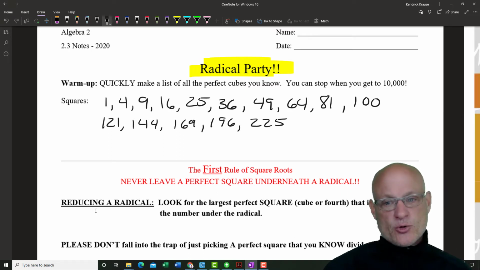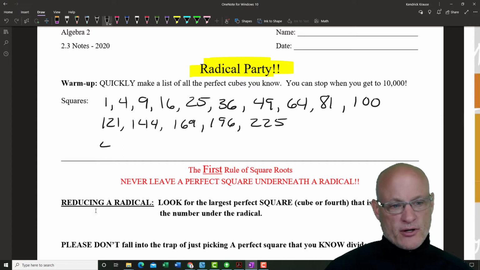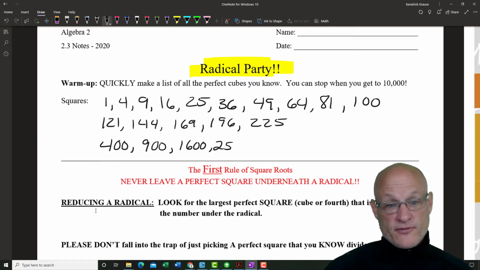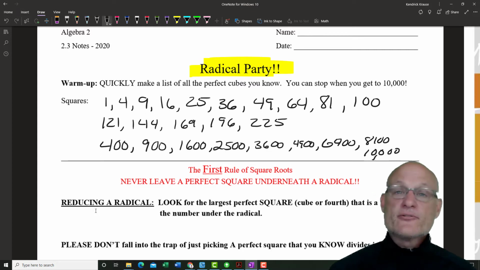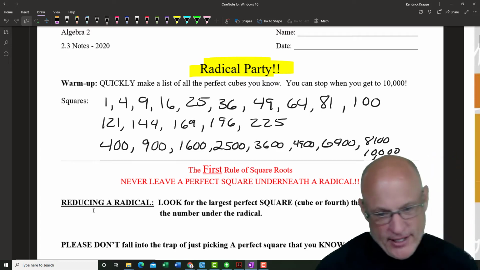And then the other ones that are kind of cool, if you do 20 squared, well, 2 squared is 4, 20 squared is 400. 30 squared, 3 squared is 9, 30 squared is 900. 40 squared, 4 squared is 16, so that's 1600. 50 squared is 2,500, 60 squared is 3,600, and then 4,900 is 70 squared, and then 6,400 is 80 squared, 8,100 is 90 squared, and 100 squared is 10,000. So those are all radicals that you should know how to do.